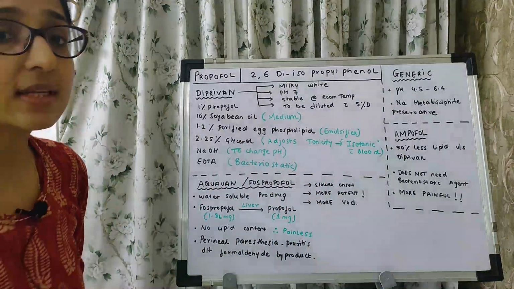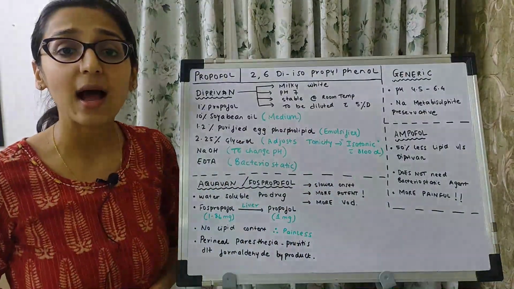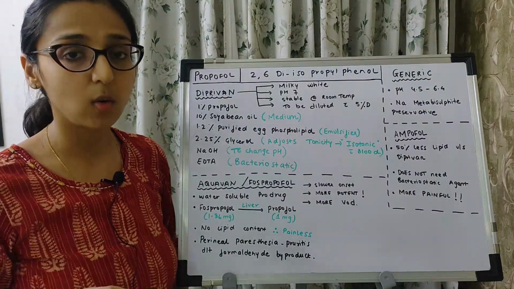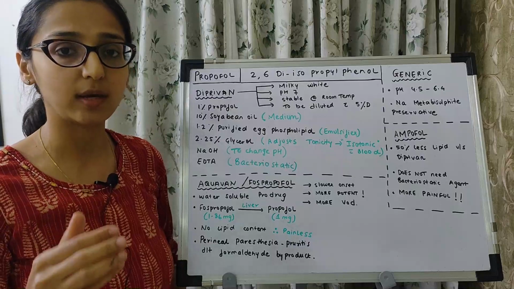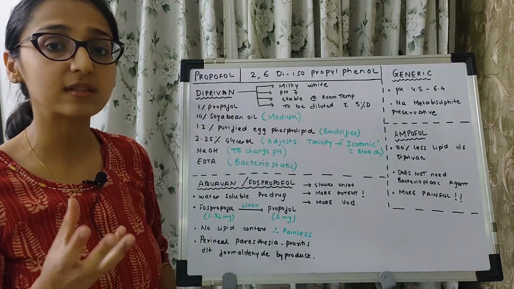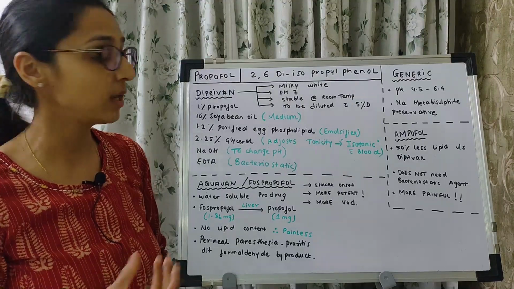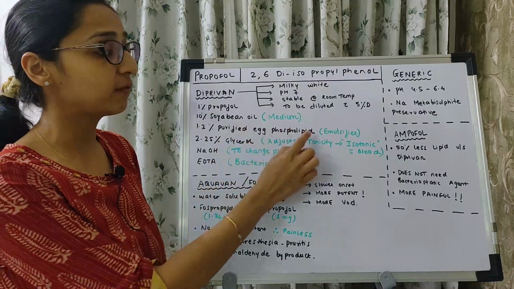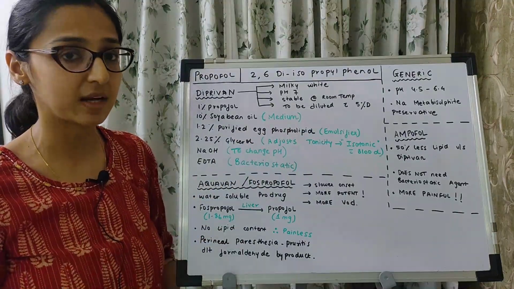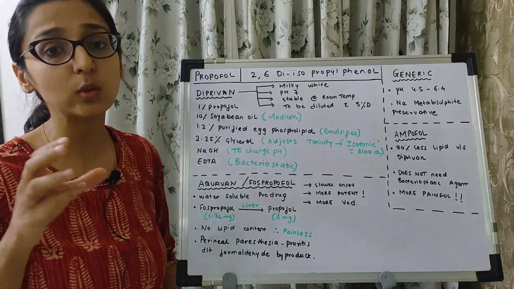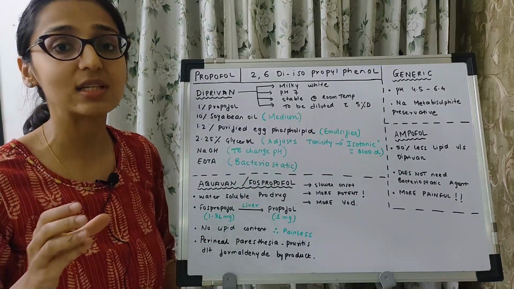Now this Diprivan has 1% propofol as the drug, and then it has lipid within it. It has 10% soybean oil, which serves as the medium to carry the propofol. Then you have 1.2% of phospholipid, the purified egg phospholipid, which will act as an emulsifying agent. Then you have 2.25% of glycerol, which adjusts the tonicity. It's a tonicity adjusting agent.